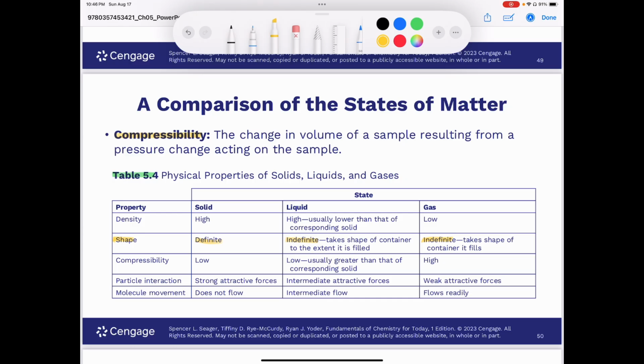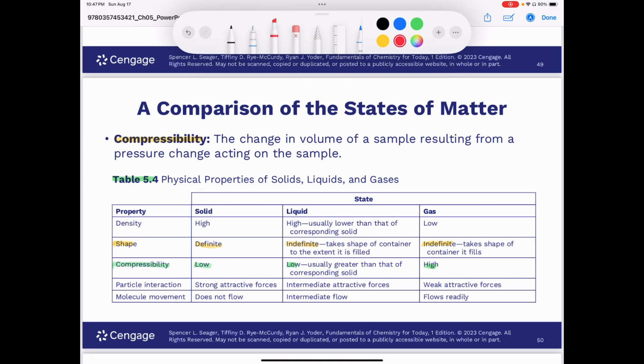Compressibility is the change in volume of a sample resulting from a pressure change acting on the sample. And you guys probably know that when it comes to compressibility, out of solids, liquids, and gases, gases are definitely the most compressible. If you've ever played with a syringe, like the ones that come with children's Tylenol, or squeezed a tennis ball, you can compress the gas in there. Liquids have a very low compressibility, which is a good thing because we can put liquid in our brake lines. And finally, solids are virtually incompressible.